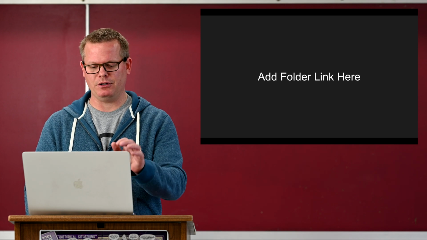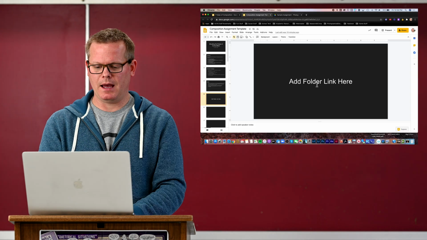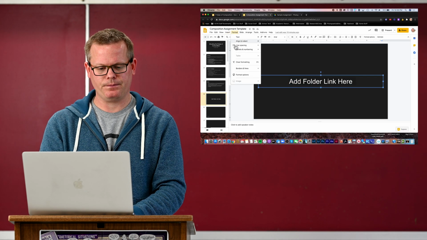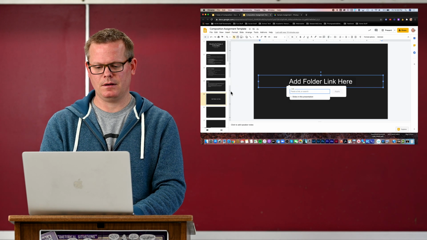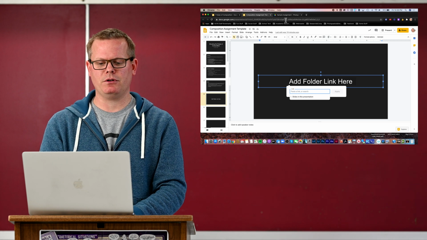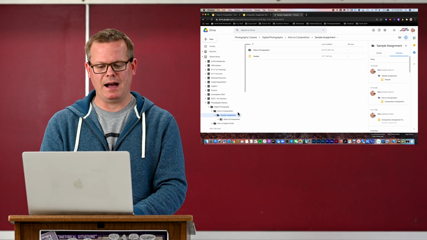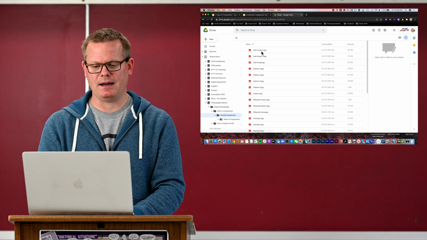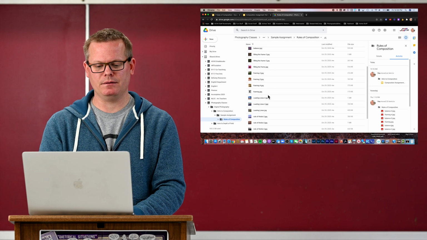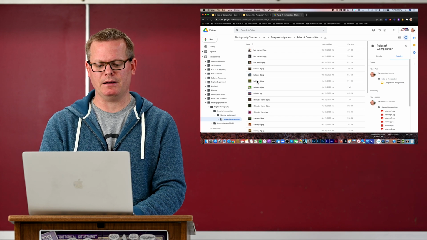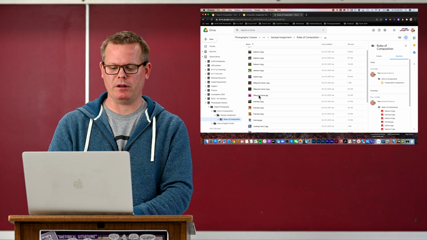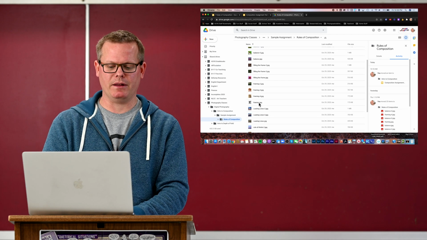Here's where you add your folder link. Let me show you how to do that. I'm going to zoom out a little bit. If you select this text, hit Insert, Link, then you just find the link for the folder that you made. Over here, I've got a sample assignment, and here's my folder that I made called Rules of Composition. Inside are all the pictures that I shot. Bad mergers, balance. I did more than 3 sometimes, and then I would pick the ones that I wanted the most. Filling the frame, framing, all that kind of stuff.